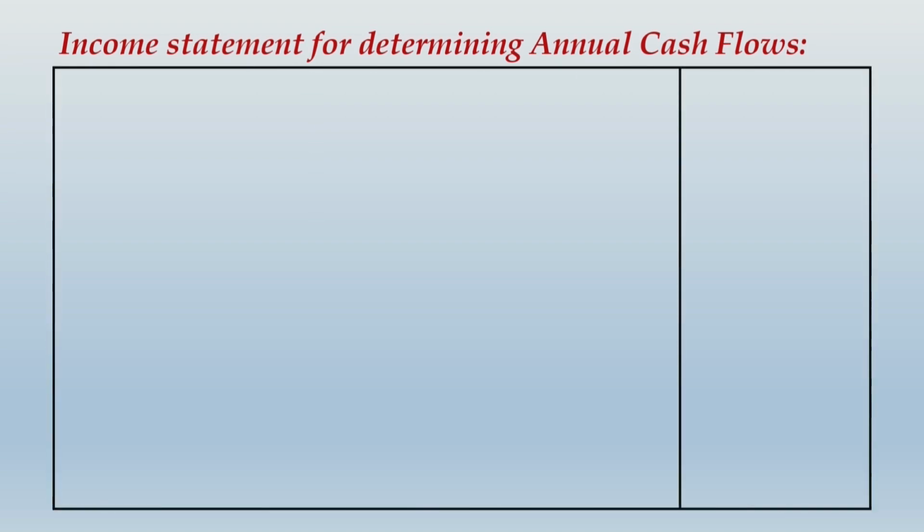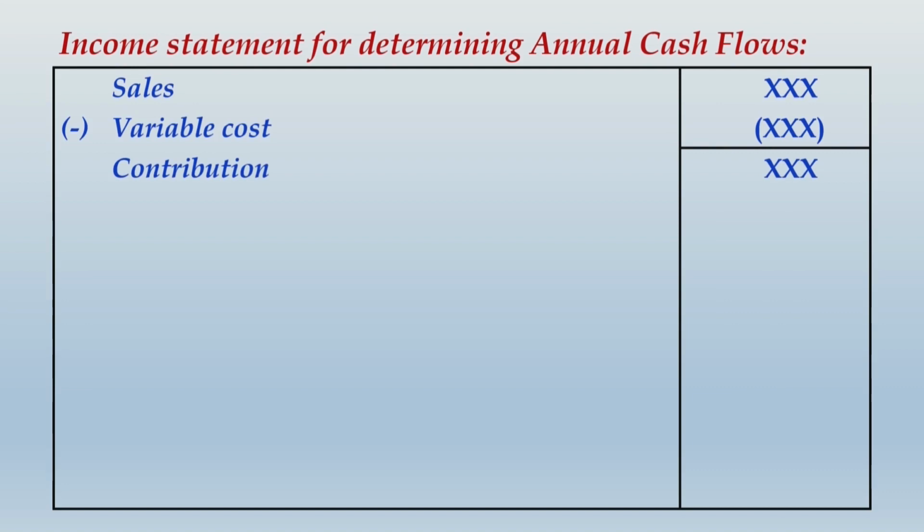Under this heading, you please write, again starting with sales less variable cost, you arrive at contribution, you subtract cash fixed cost. Here I did not mention cash operating fixed cost. Here it is cash fixed cost. All cash fixed cost, whether operating or non-operating, everything should be subtracted from here.